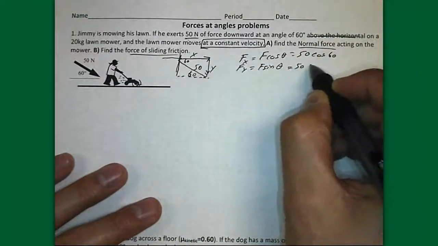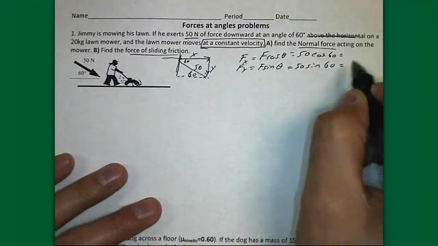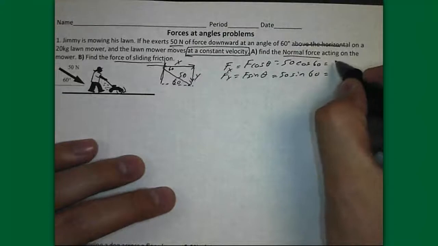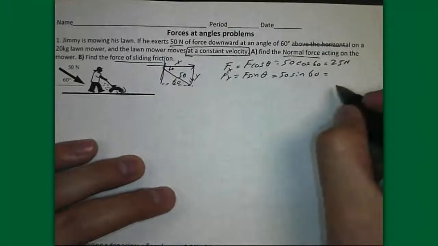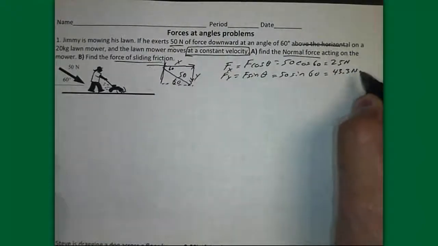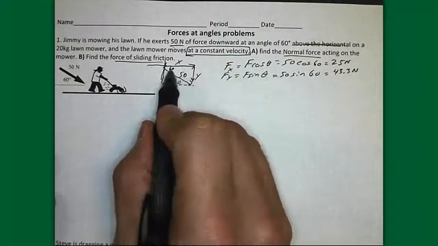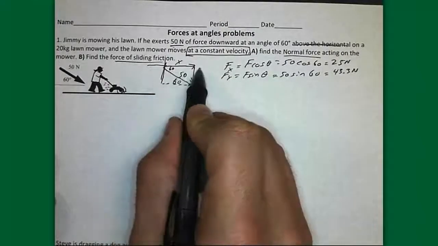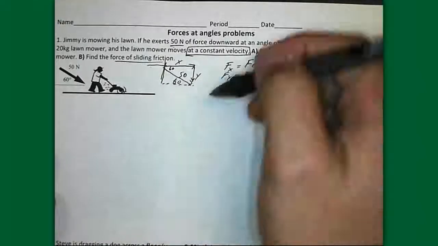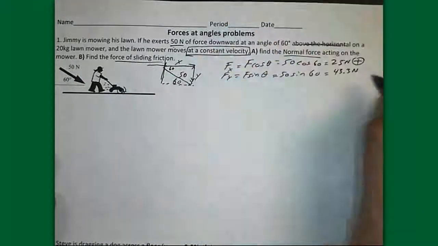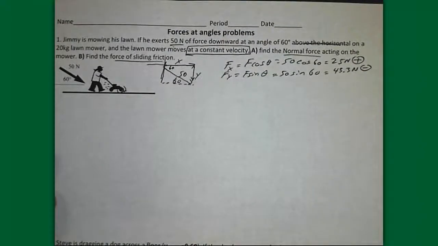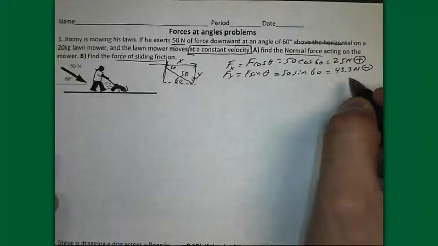and the y component 50 sine 60. And if you calculate those out, you'll find your x component to be 25 newtons, and the y component is 43.3. And again, we need to look at the picture we drew and look at the direction. X is going to the right, so that'll be positive for the x component. But the y component this time is coming down, so that means that our y component will be negative. Very important to remember.